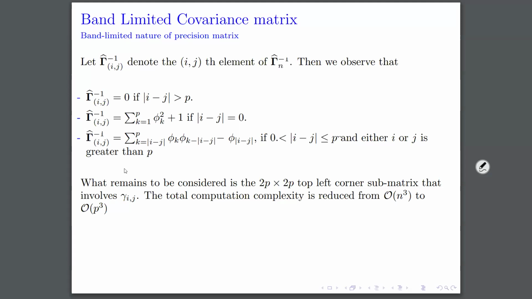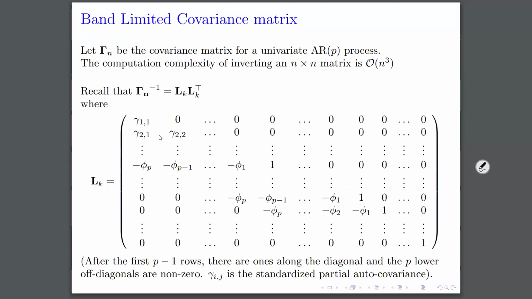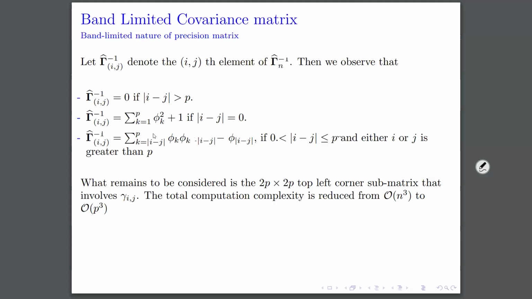So what remains to be considered is only the 2p times 2p top left corner of the submatrix, like for this part. And by that, you can actually reduce your computation complexity from n cubic to p cubic, which is a lot of improvement.